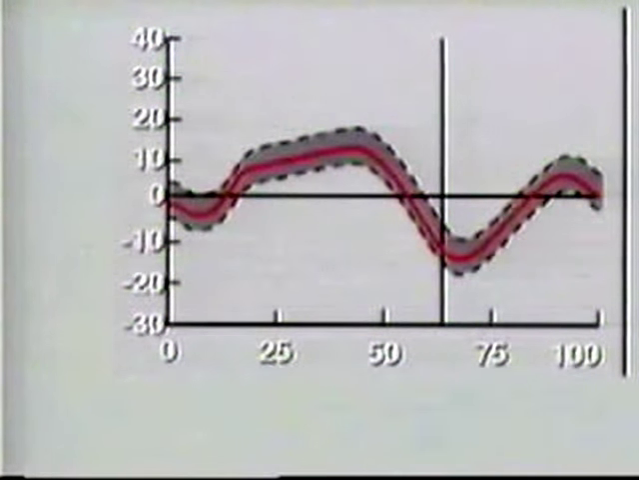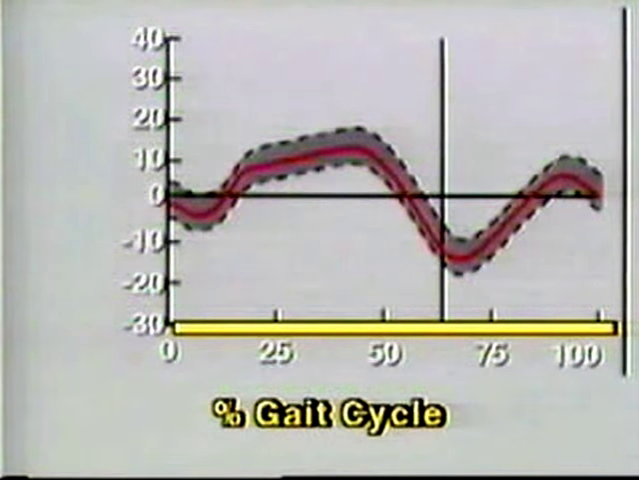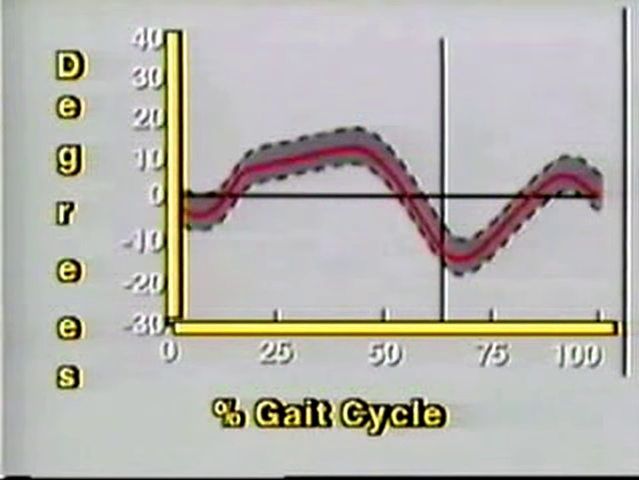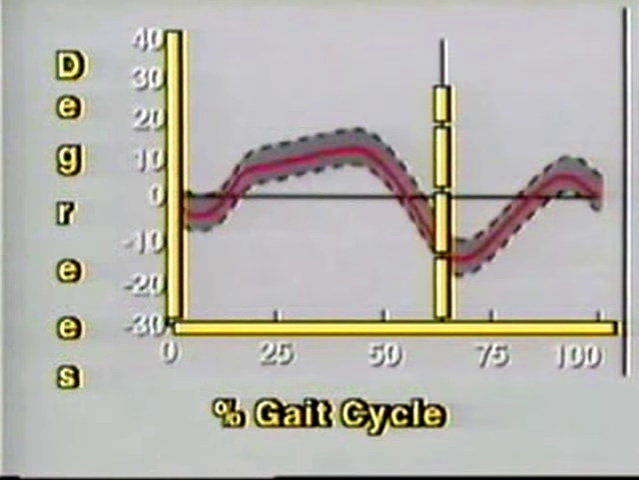This is a typical kinematic graph of the ankle showing one complete walking cycle plotted along the x-axis or abscissa as percentage of the gait cycle. The degree of motion of the joint is plotted along the y-axis or ordinate. The graph begins at initial contact with the vertical dashed line representing toe-off.